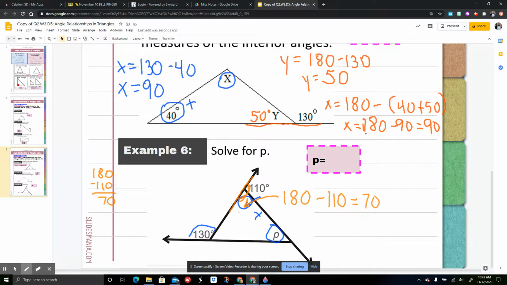So here I have a 70-degree angle right here. I know that 70 plus P equals 130. So all I have to do is subtract 70 to find P. So P is equal to 60 degrees.